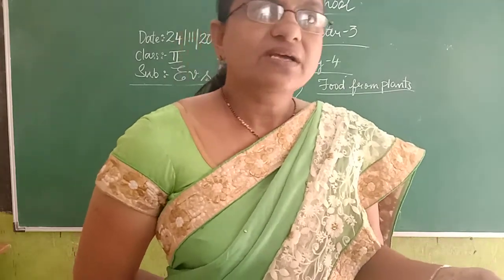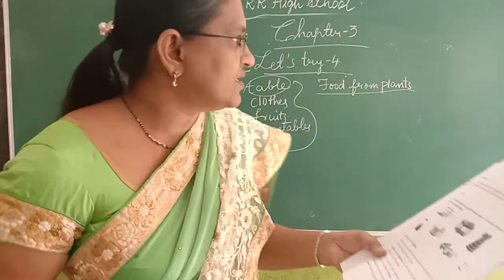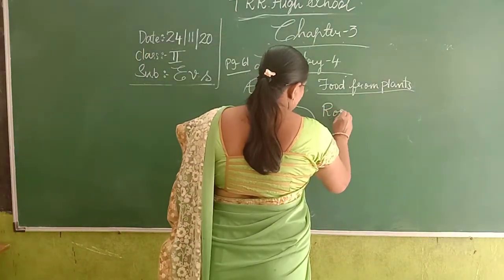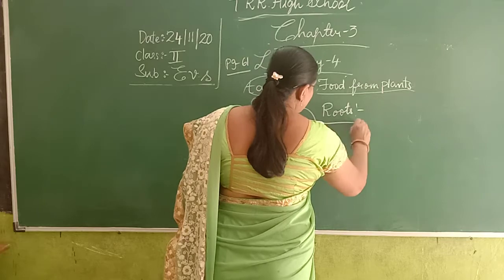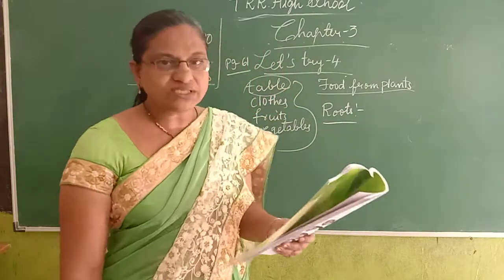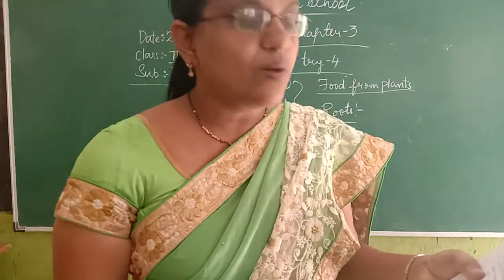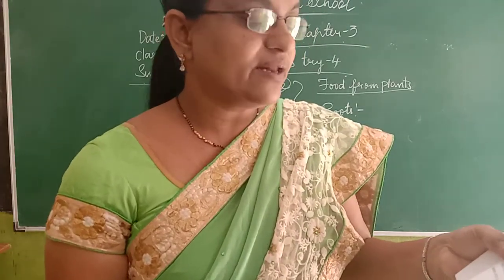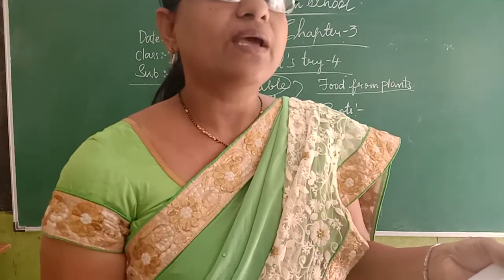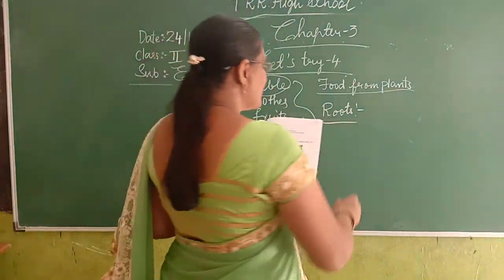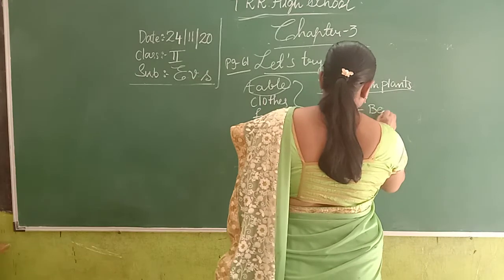Okay, see, in the plant, what are the parts? The first one is the roots, no children? So we are eating the roots. Do you know? Directly we eat the roots. We pluck the plant and eat the roots. How do we eat the roots? Beetroot. Beetroot is a part of a root.